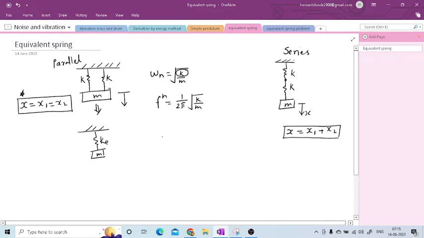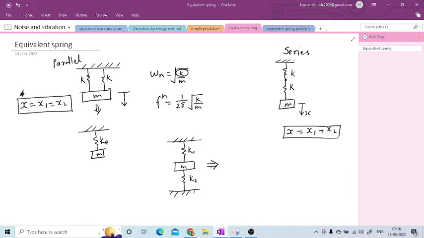Now to understand this concept, we will consider one more example, and you have to give the answer for this combination. Just think and give the answer. Suppose these are the spring stiffnesses K1, K2, and this is the mass. You have to tell what this combination is, series or parallel. Now I will give the answer.